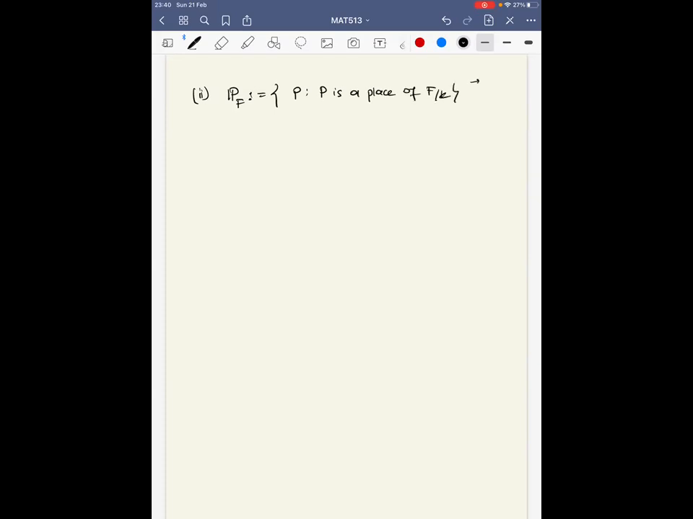And later we will see that this set is indeed non-empty, so there always exists a place in a function field. And moreover, we will also see that there are infinitely many places in the set P_F. And we will also see that this set is in one-to-one correspondence with the valuation rings in a function field.